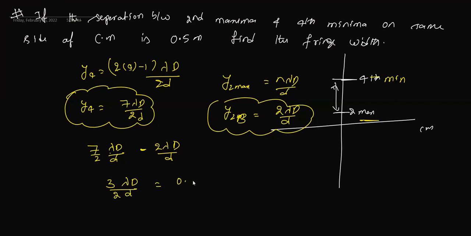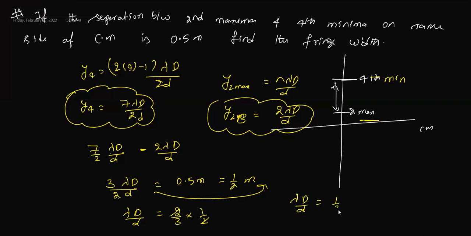In the answer they told 0.5 meter, and 0.5 meter I can write as half meter here. Therefore, lambda D by d can be written as follows: the 3 by 2 goes to the other side, so it becomes 2 by 3 into 1 by 2. This will get cancelled. Lambda D by d equals 1 by 3 meter. This is nothing but the fringe width, or if you substitute the value, we get 0.33 meter also.